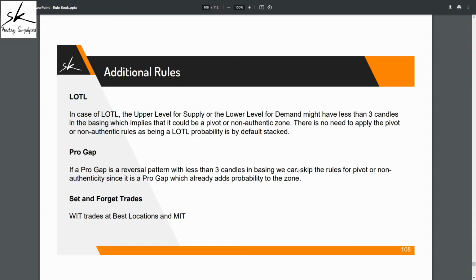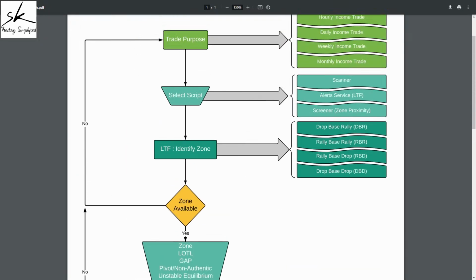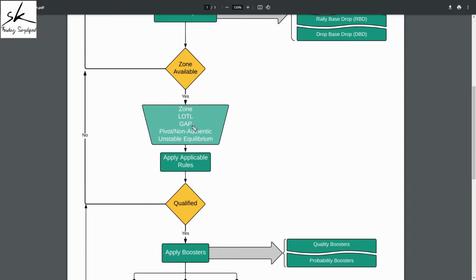So what we are trying to do is, let's say if it is a case of level on top of level, it gets a little extra probability. If it is a gap, then we want to ensure that it is a pro gap, right? It's not that every zone has to be a zone with a gap. So understand this, that what conditions we have given here, every condition might not be applicable, and the conditions which are applicable, we need to check based on the rules of those conditions, does it get qualified or not.